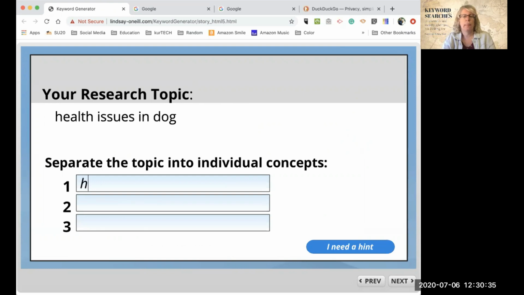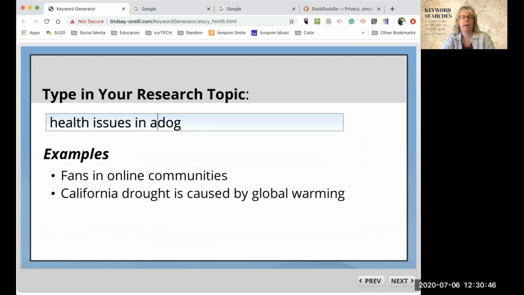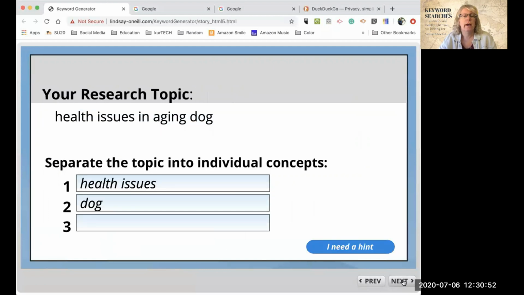So, health issues, dogs. I don't really have a third term in there. Let me go back though. I'm going to add something because I have an older dog. She's not old, but she's like 7 years old. So she's getting there. And so I'm going to add that in. I'm going to add in aging because I know old dogs have different problems than young dogs.